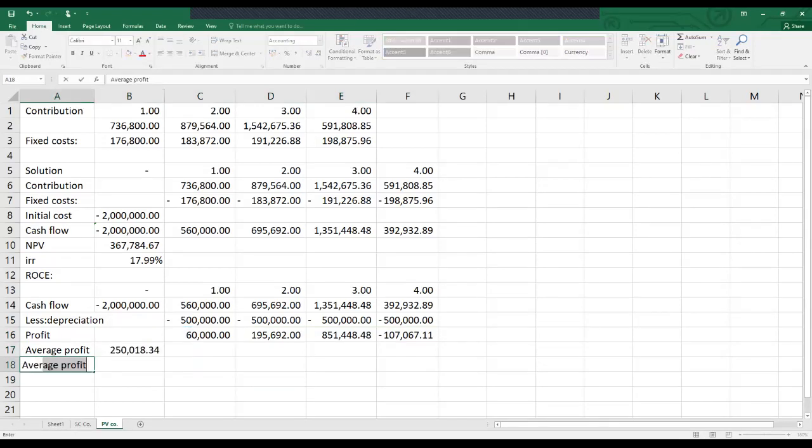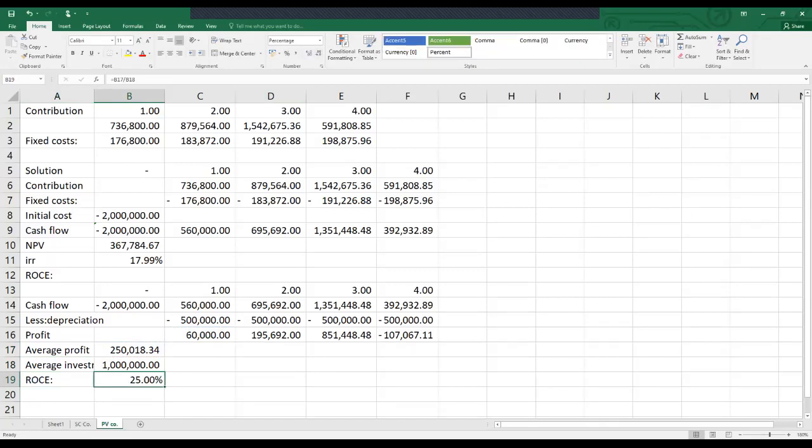We do have average investment. Average investment would be equal to 2 million, 1, 2, 3. We divide by 2. Therefore, return on capital employed could be equal to average profit divided by average investment. And we expect this as a percent. Therefore, the return on capital employed is 25%.